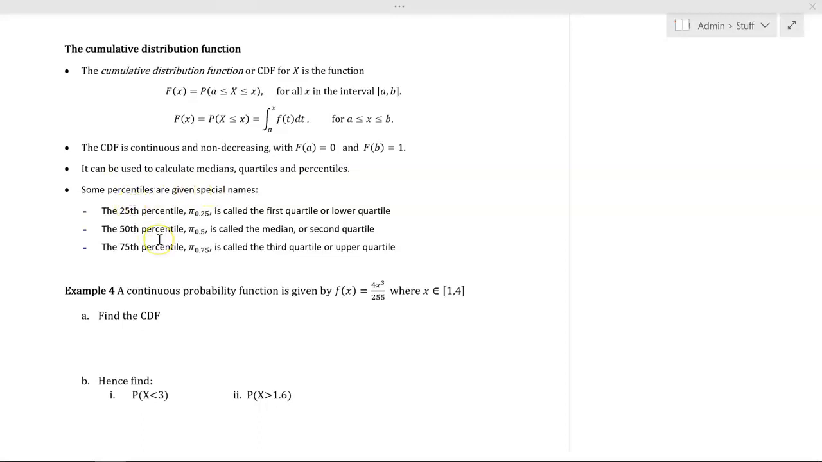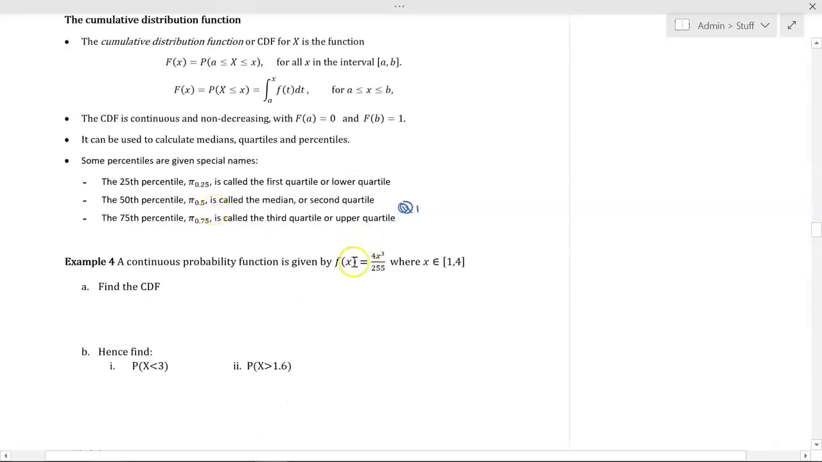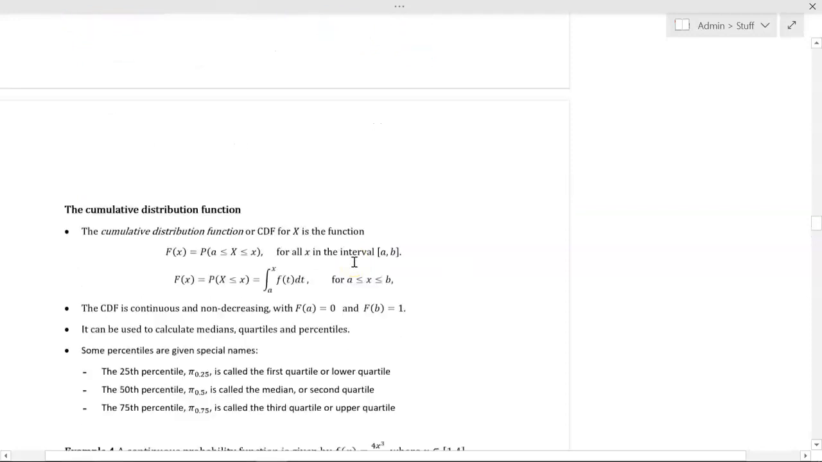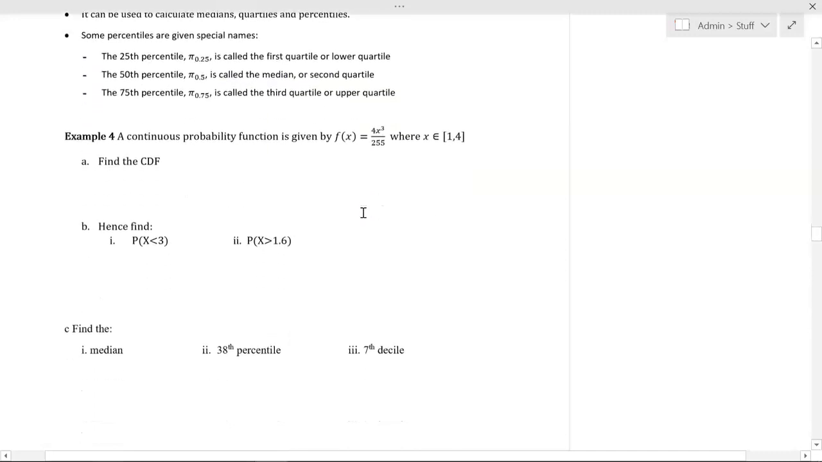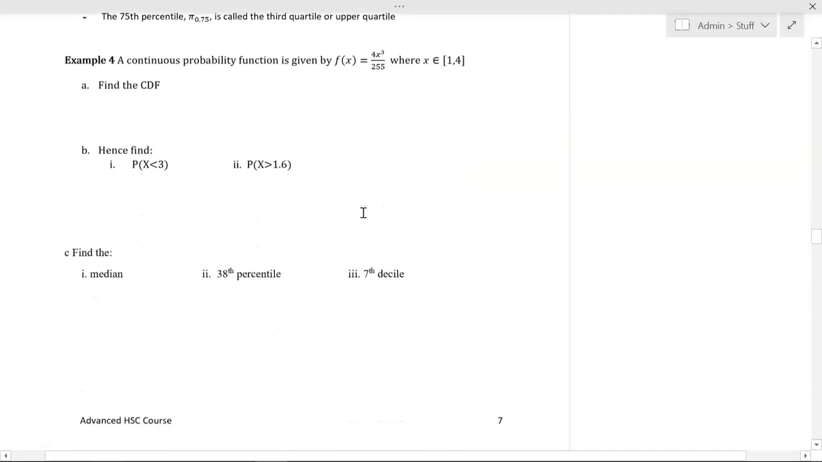Our percentiles often have special names. The 25th percentile is called the first quartile or the lower quartile, and you would have seen Q1. The 50th percentile is halfway, and you would have seen that as the median. And the 75th percentile, 0.75, is the third quartile or the upper quartile, and you would have seen Q3 in the past. Okay, so this is fairly simple as well.